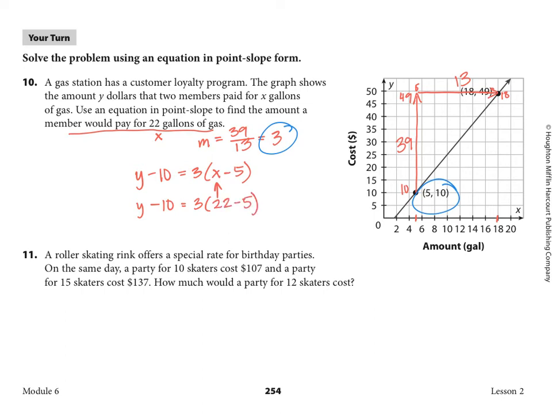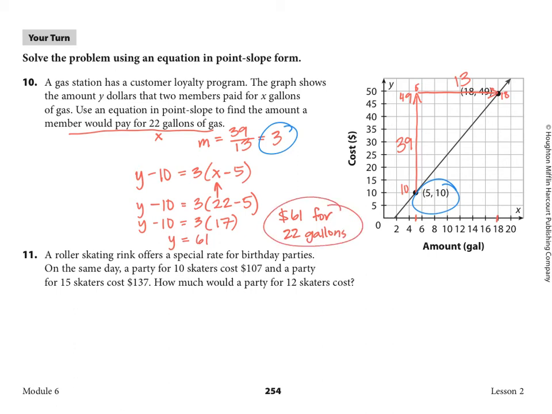And then I just solve this for y. So I get y minus 10 equals 3 times, what is that, 17? I'm going to do 2 steps here in one because I'm running out of space. 3 times 17 gives me 51. And then I'm going to add 10 to both sides, so I get y equals 61. So that means this is going to be $61 for 22 gallons of gas.